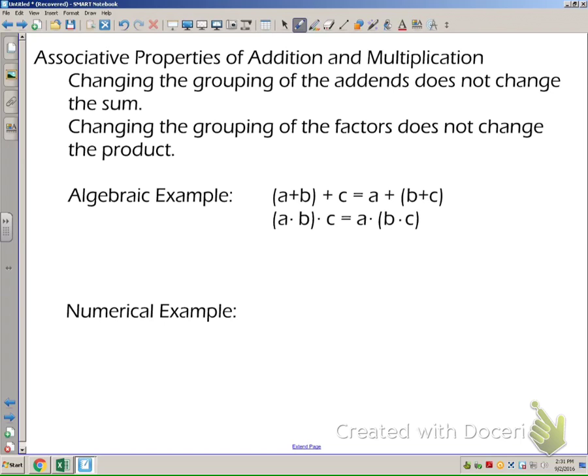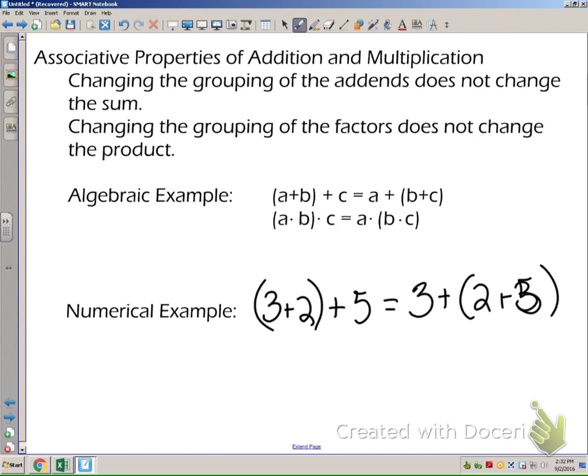Okay, the next property that I want you to think of is associative properties of addition and multiplication. All that's changing here is the grouping, and therefore it doesn't change the sum, it doesn't change the product, you're just changing who you are associating with. So for example, if I have 3 plus 2 in a group, and then I add 5, and then on this side I regroup it, so I have 3 by itself, and then I add 2 plus 5.